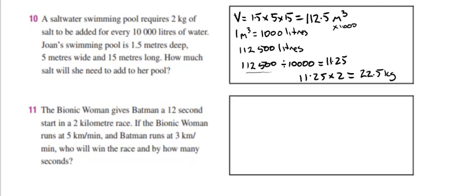Alright, question 11 says, the Bionic Woman gives Batman a 12-second start in a 2-kilometer race. If the Bionic Woman runs at 5 kilometers per minute and Batman runs at 3 kilometers per minute, who will win the race and by how many seconds? So with this question, I would probably prefer to change everything into meters per second. Only because the numbers are much easier than dealing with kilometers to minutes, because we'll end up with a lot of decimals.